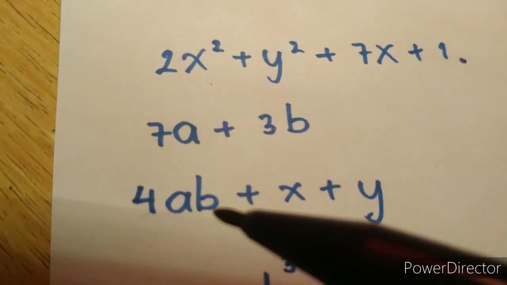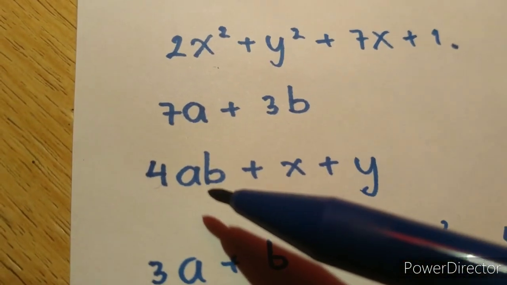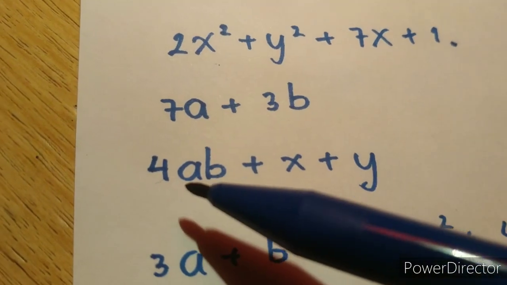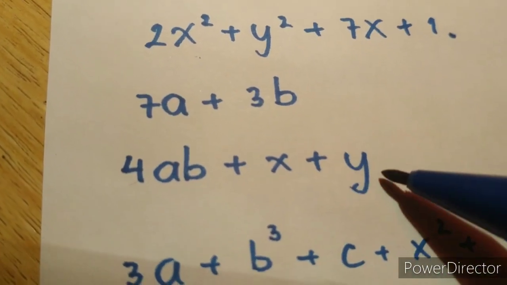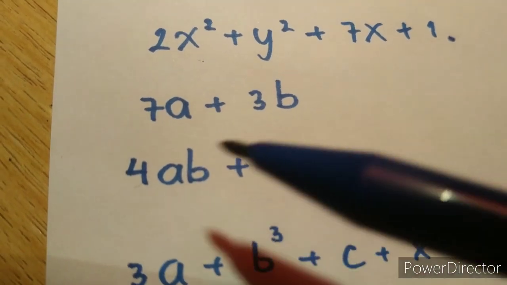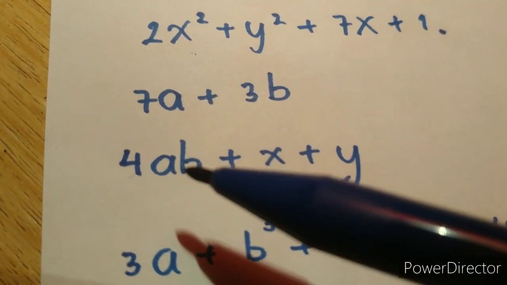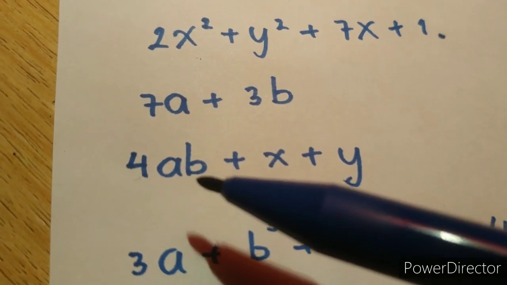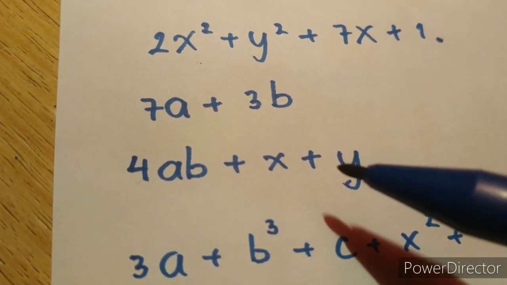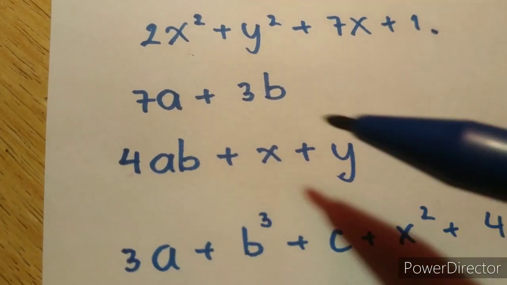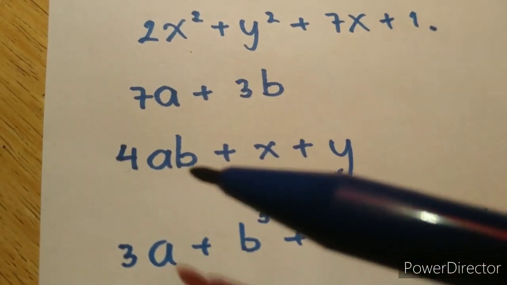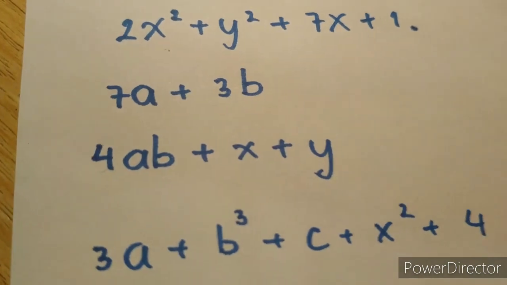So let's see the third one. We have 3 terms. The first term has 2 variables, a and b. The second term has 1 variable. The third term also has 1 variable. Since at least one of the terms has 2 variables as the maximum, it is also a quadratic polynomial. The complete name is quadratic trinomial because it is second degree and has 3 terms.